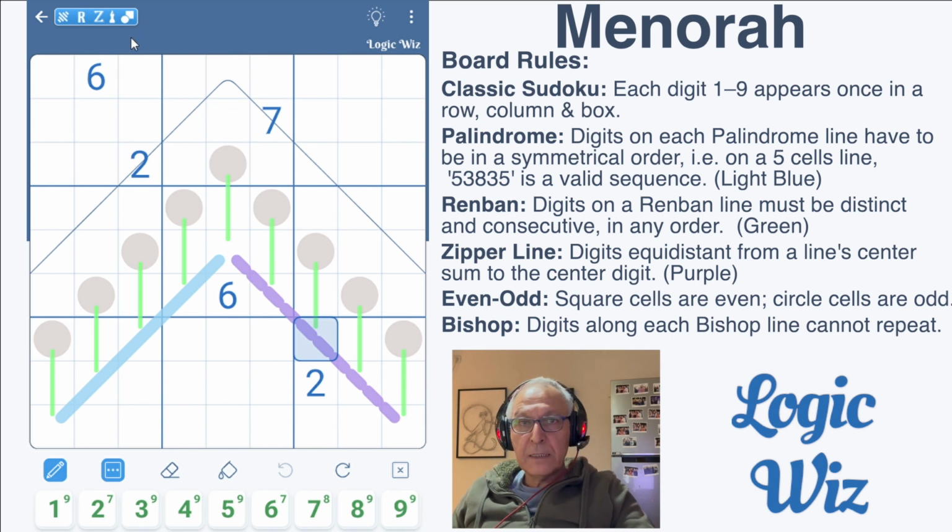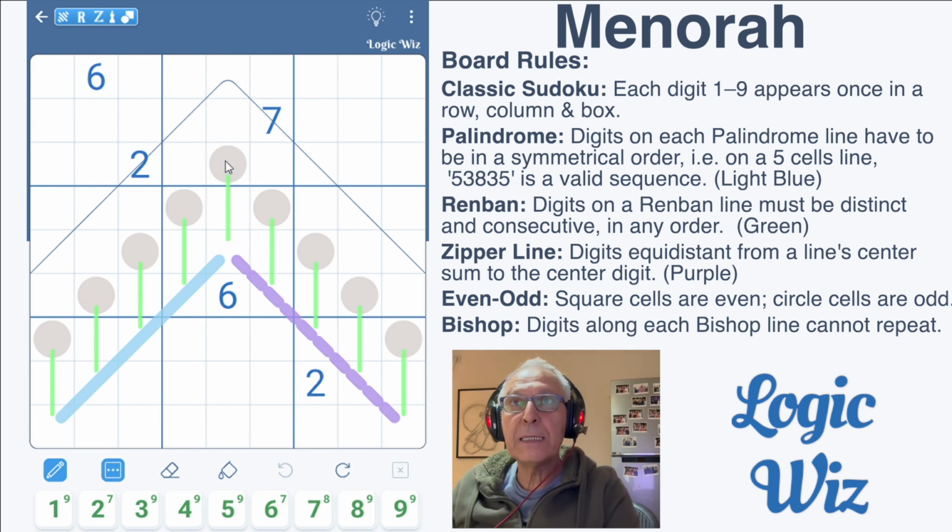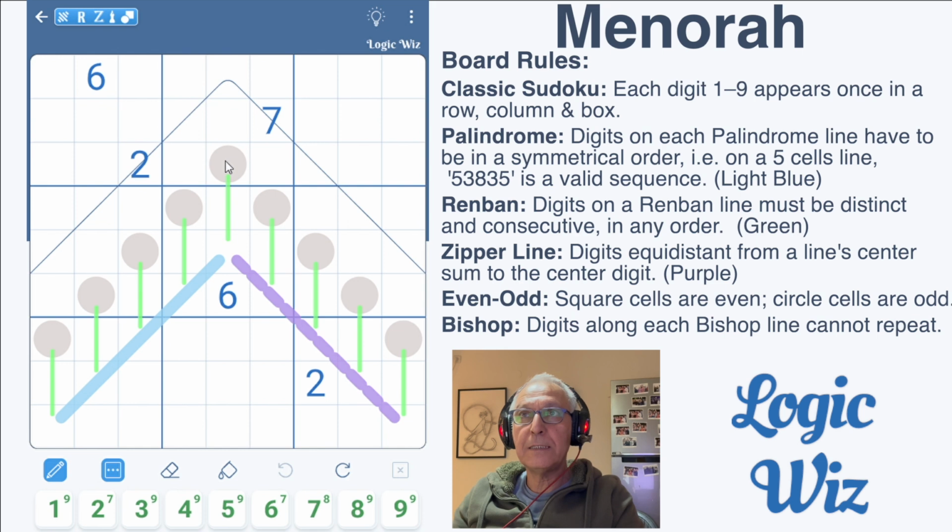And the last variant is even odd. We have here only the odd version of the variant, so digits on the circle must be odd digits. So these are basically the rules, and let's get started.